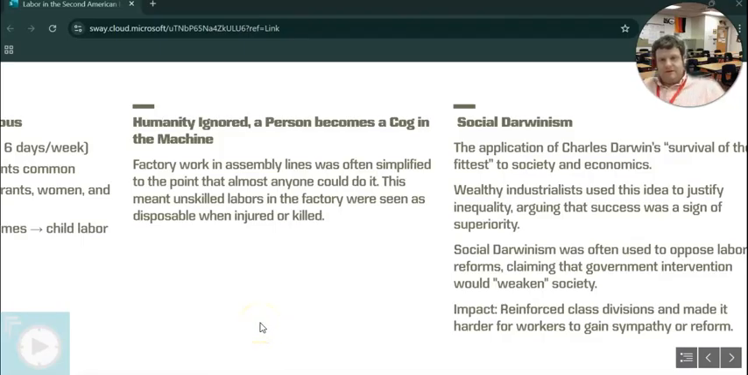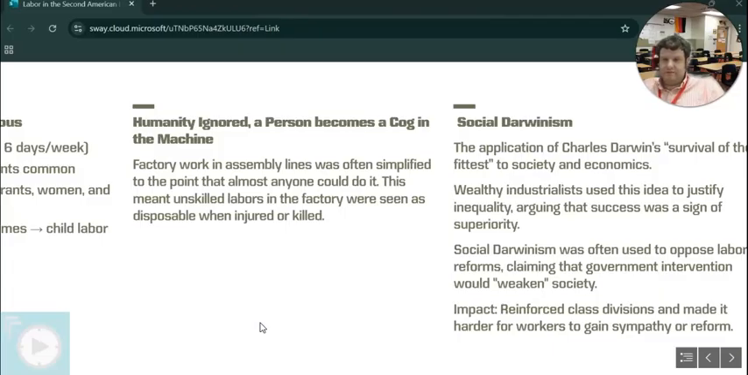I think this analogy is perfectly fitting. Humanity ignored, a person becomes a cog in the machine. Some factory owners really saw workers in the factory, especially the unskilled ones, as completely disposable, just like you would replace a machine. Many of the tasks on the assembly line were simplified to the point where, in theory, you could just show a person how to do it. And that person doing that task could be a child.